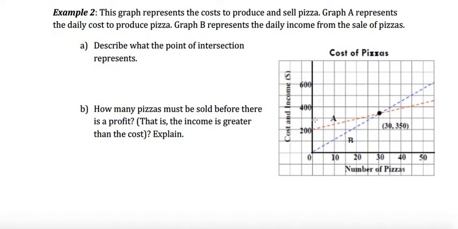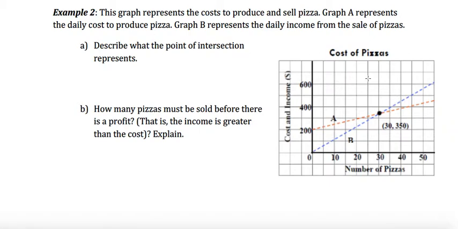So graph A, which is our red dotted line, refers to how much it costs to produce pizzas. So if you are selling 0 pizzas, it's still going to cost you $200 a day. Maybe that includes your rent, your hydro, whatever it happens to be, the cost of materials that you have on hand, the cost to pay employees, all of that takes into consideration. Graph B represents the income for your pizzas. So how much are you selling each pizza for? So obviously if you don't sell any pizzas, you're not going to make any money. And obviously it goes up from there.